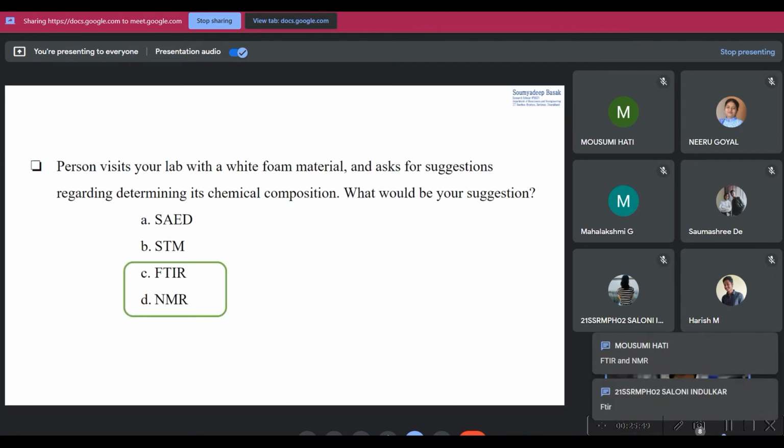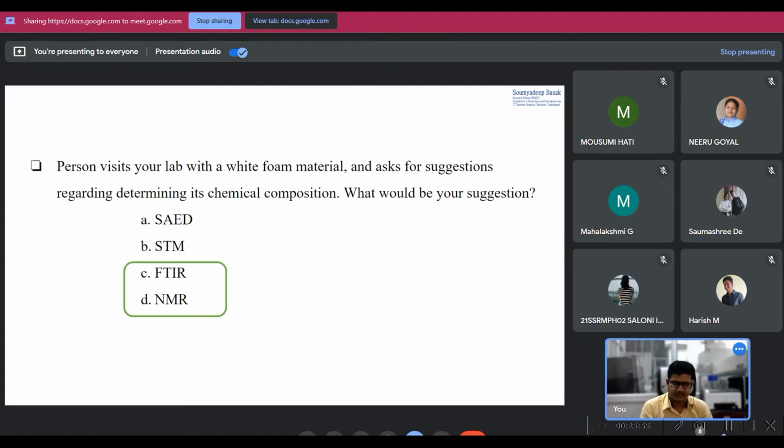These two techniques are for chemical composition determination. SAED and STM we have studied and will be discussing also. So these are material property determination techniques. But the chemical composition you can get using FTIR and NMR.